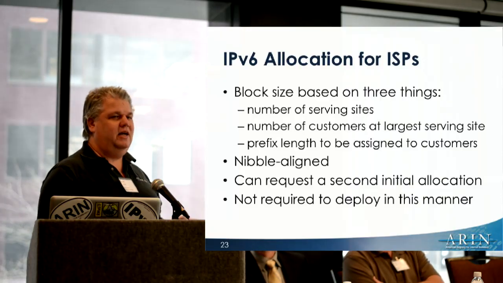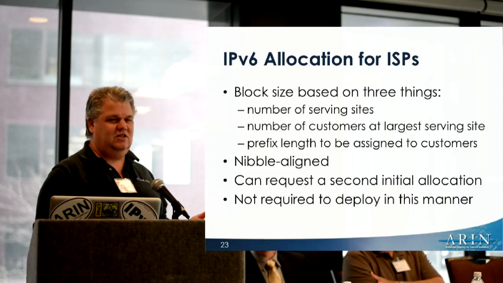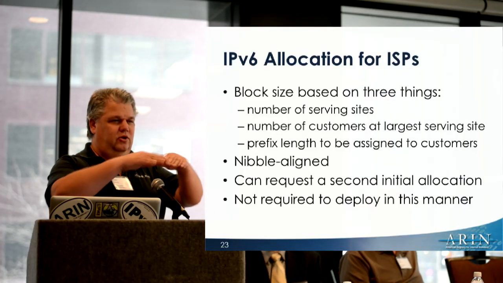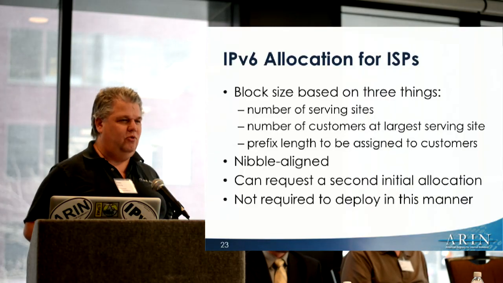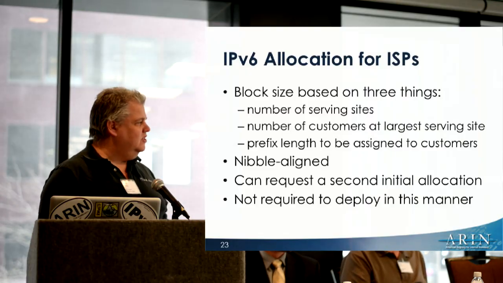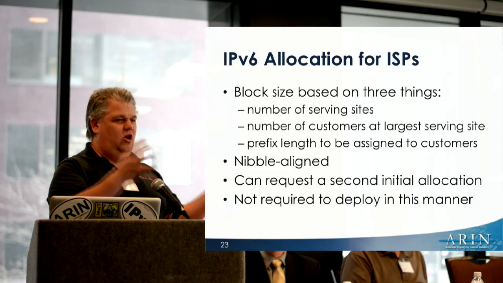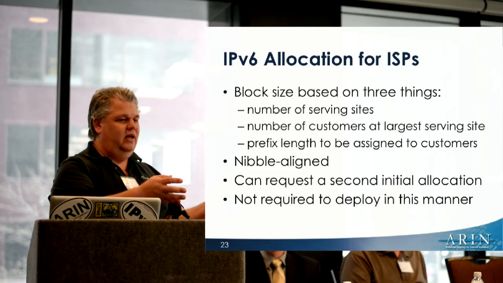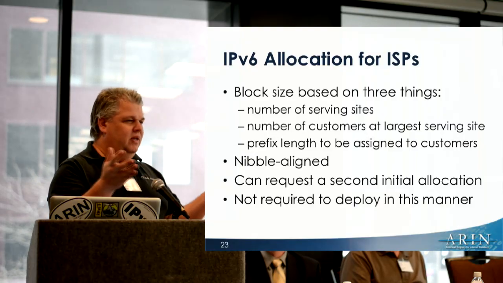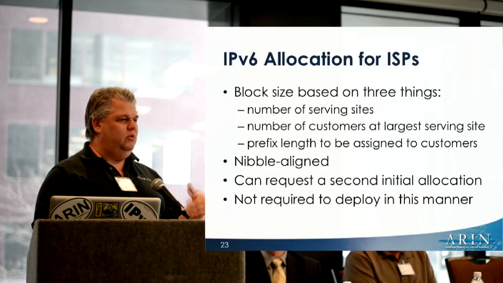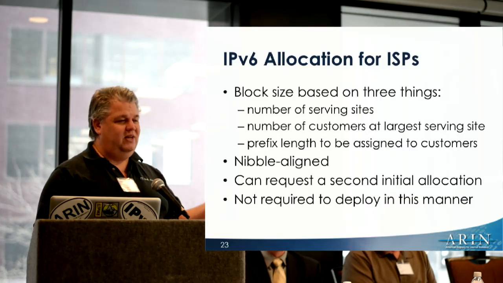It sounds complex, but it's actually a fairly easy exercise to go through. Let's say you're going to use POPs, your direct end user distribution points, as your serving site in this case. You take the number of end users at your largest serving site and round that up to a nibble boundary. So if you've got 3,000 users or 3,000 end sites served out of that point, then you would round up to 4096 or 12 bits.